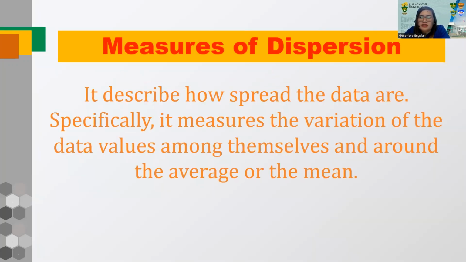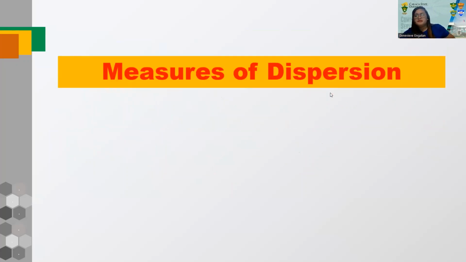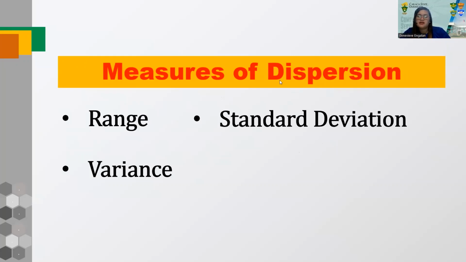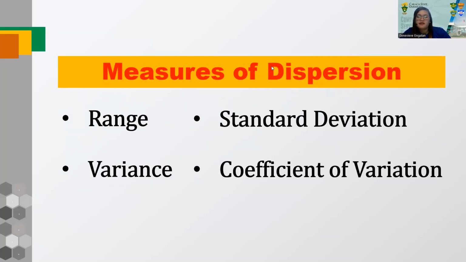So mao ni siya, no, ang measures of dispersion is how spread the data are. So specifically it measures the variation of the data values among themselves around the average or the mean. So unsa kadug-ol imong values sa mean. So pasabot unsa ka consistent ang imuhang mga, kung sa grades ba unsa ka consistent nga student. Okay, measures of dispersion, we have the range, the standard deviation, the variance, and the coefficient of variation.